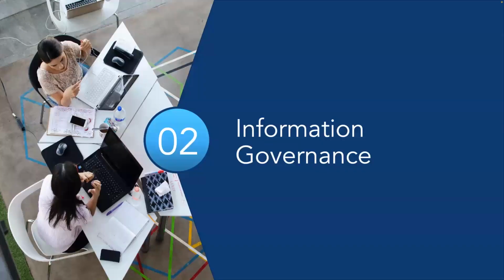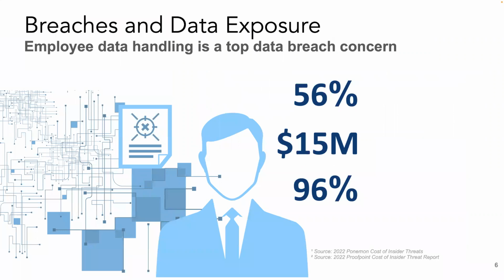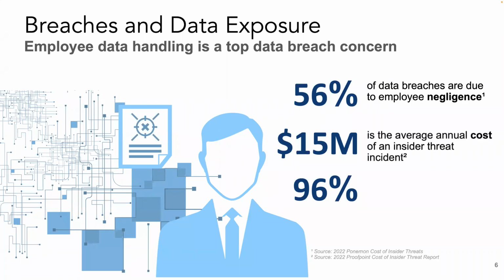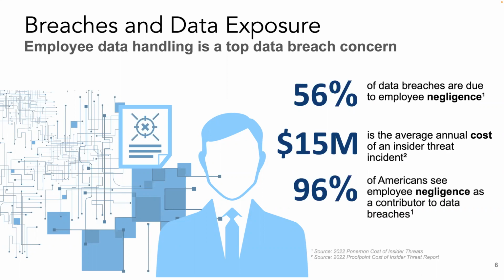So let's get going with information governance. Every year we're having more breaches and data exposures. 56% of data breaches are due to employee negligence. And the cost of an insider threat incident this year is 15 million. That's up $6 million from last year's survey. And 96% of Americans say employee negligence is a contributing factor to data breaches.